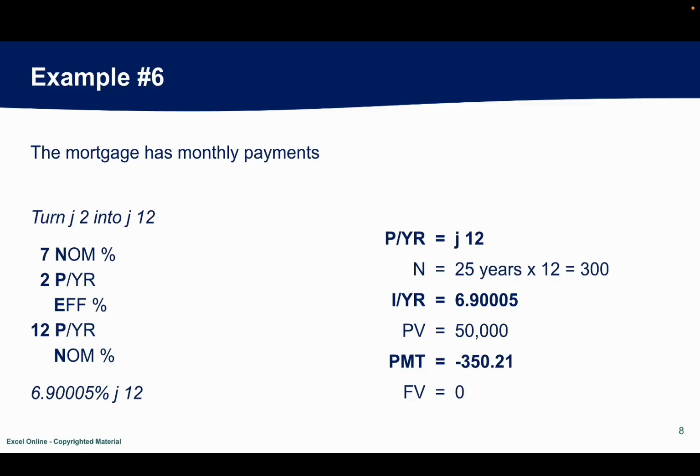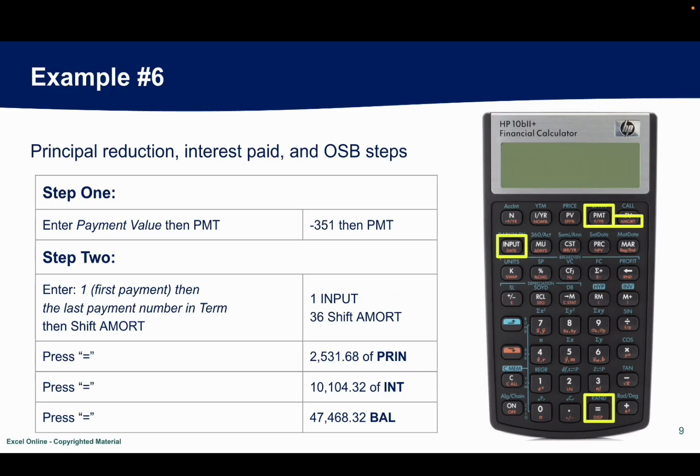Now we just press the PMT button and we get negative 350.20788. So we have to pay $350.21 per month. Now, how do we get the OSB from here? So we have a 2-step method to make it easy to find the OSB.